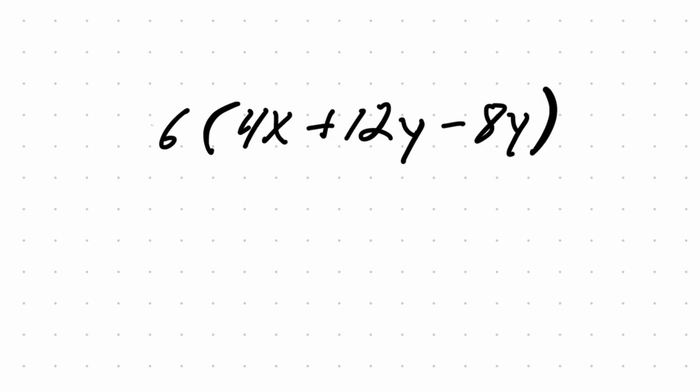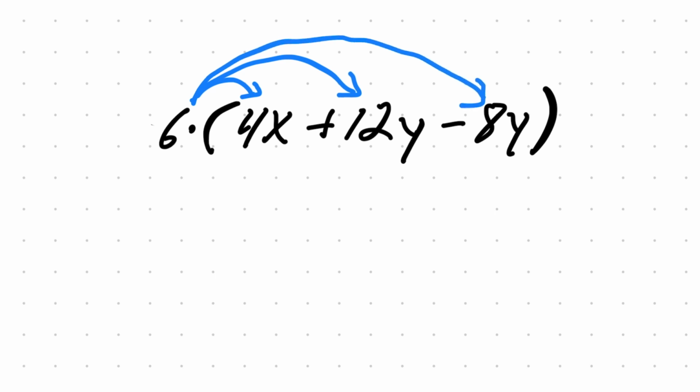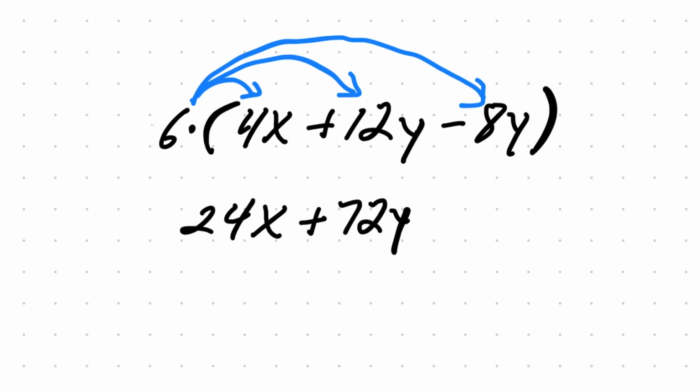So now we have another problem where you have more terms inside the parentheses. Well, you still have to multiply the 6 to everything that's inside the parentheses. So you're going to multiply the 6 times the 4x, the 6 times the 12y, and the 6 times the negative 8y. So 6 times 4x, you get 24x. You multiply the 6 times the 12y, and you get plus 72y. And you multiply the 6 times the 8y, you get negative 48y.